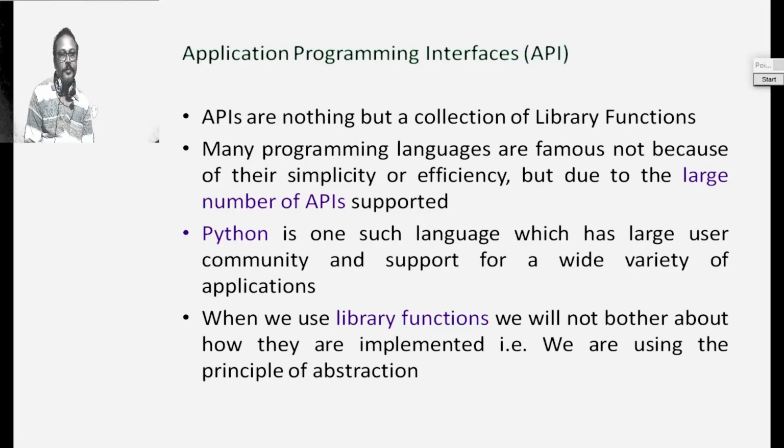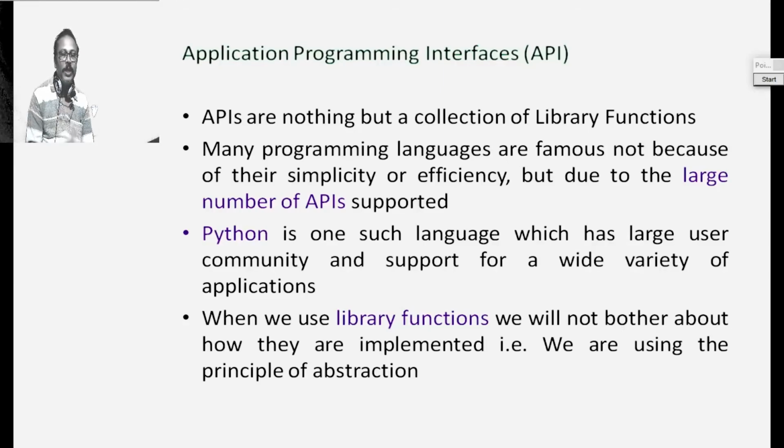APIs are similar to functions. Print we discussed, functions we discussed. Similarly, an extension of it: application programming interfaces. APIs are nothing but a collection of library functions. Nowadays, programming languages are famous not because of their simplicity and efficiency, but because of the large number of APIs and the large user community. So for everything, you have some library function.